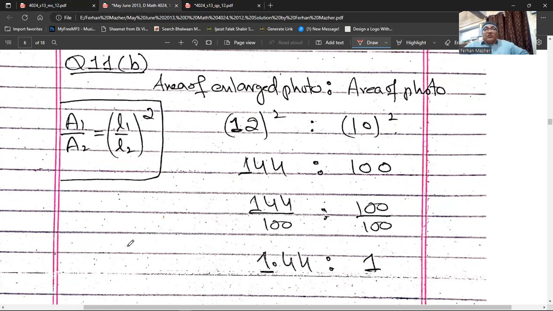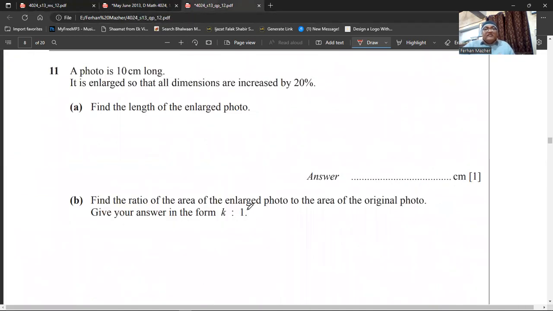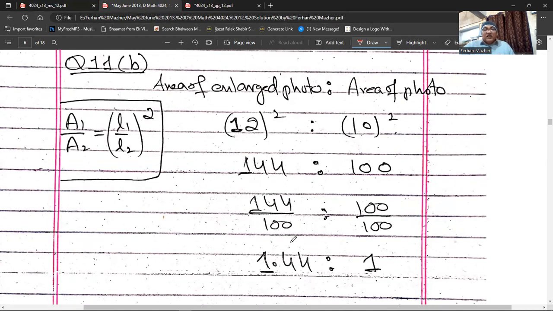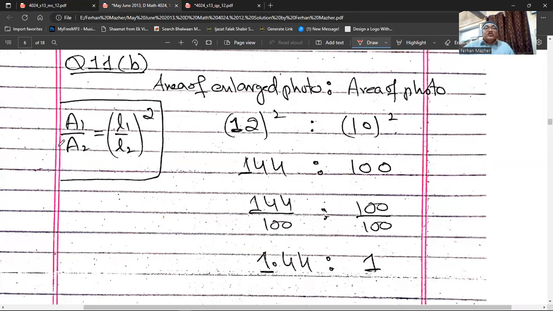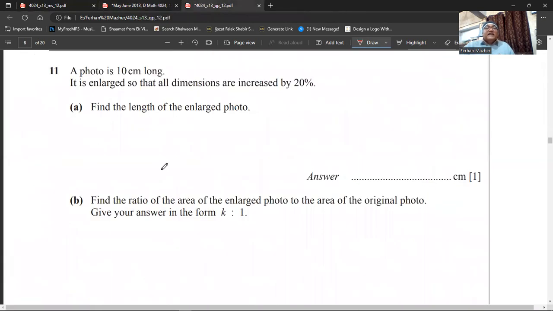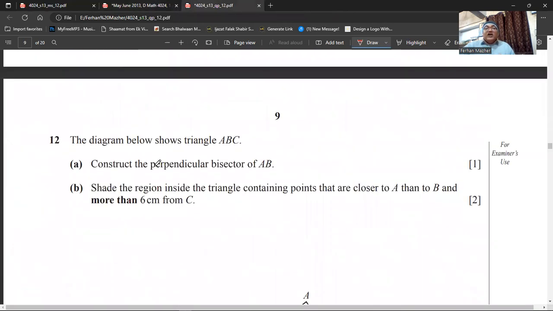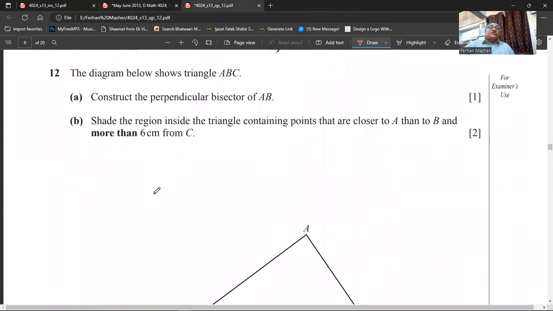I will divide both sides by 100 because the question wants 1 here, the original area as 1. So you will have 1 here, and here you will have 1.44. So 1.44 ratio 1 is the right answer, and this is the solution and the basic concept. I hope you understand. Now we are going to the next question, question number 12.